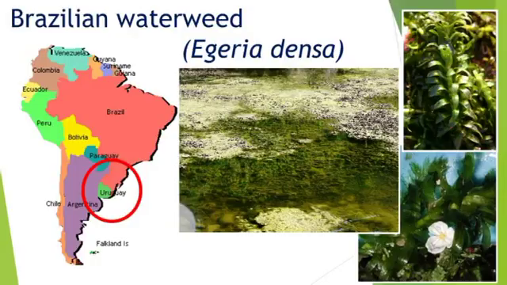So what is Egeria densa? Well, it's also known as Brazilian waterweed. Its native range is circled here in the map. You can see southeastern Brazil, northeastern Argentina, and Uruguay. It's a submerged freshwater perennial.